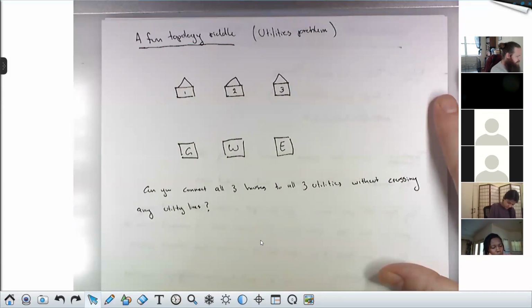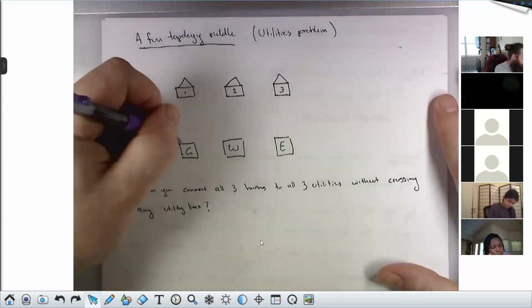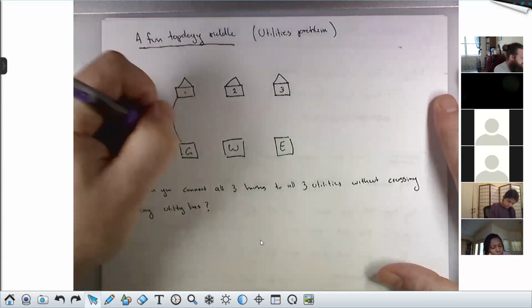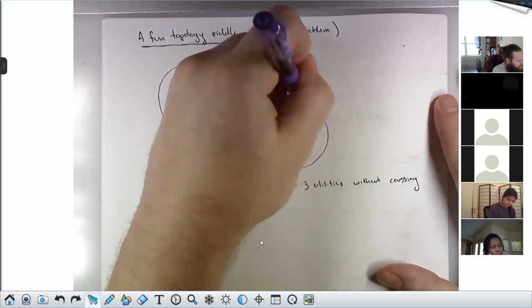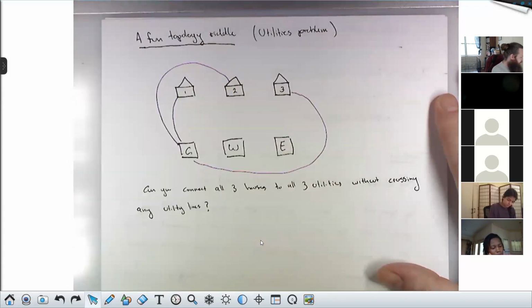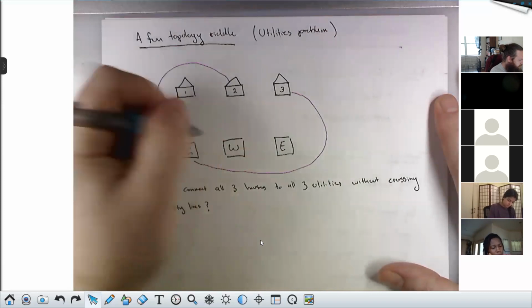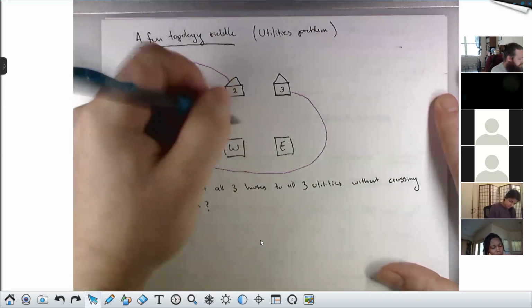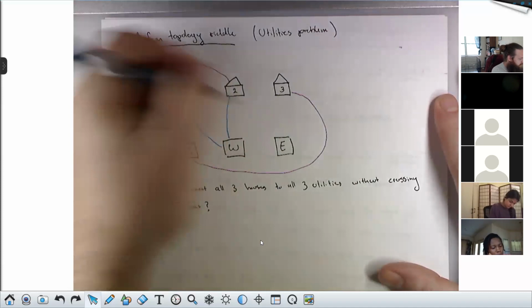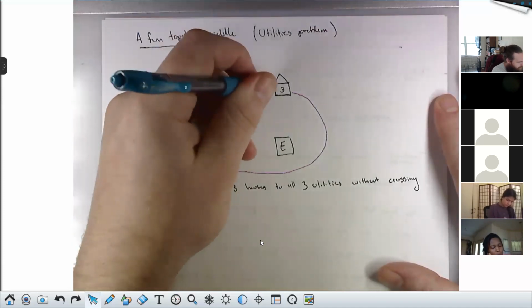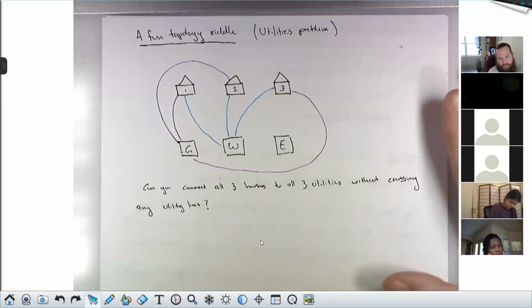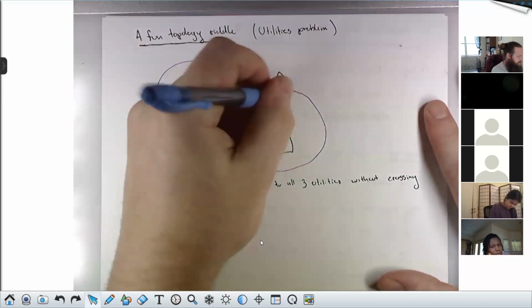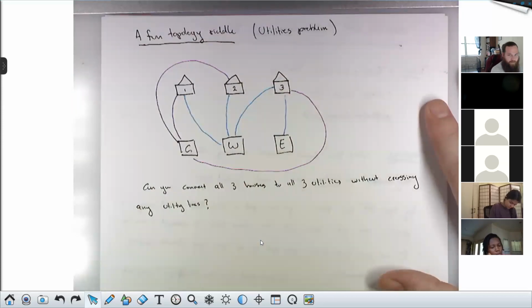That's the question. So I could connect the first house here to gas. I could connect the second house over here to gas. I could connect the third house over here to gas. I could connect the first house to water. I could connect the second house to water. I could connect the third house to water. But now I run into trouble with electricity, right? So if I try to connect this to electricity, that works fine. That blue is too similar to the other blue. I'll just use black.